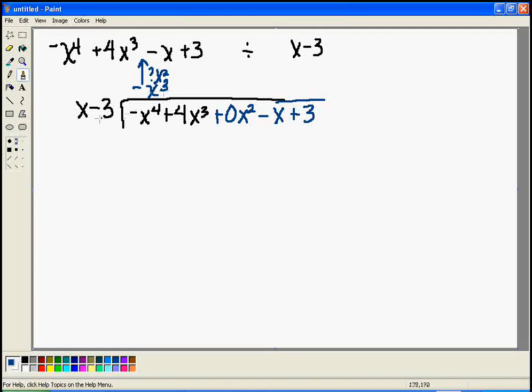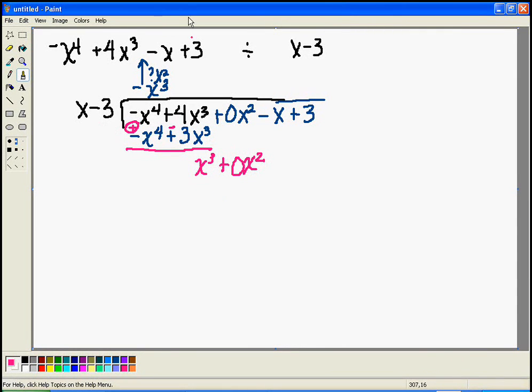Alright, so minus x cubed times x gives me minus x to the fourth, because that's the way I set it up. And minus x cubed times a negative 3 gives me a positive 3x cubed, okay? But again, remember, just like in the long division days, we are subtracting, so I need to change my signs, okay? So minus x to the fourth plus x to the fourth gives me 0. 4x cubed minus 3x cubed is just going to give me an x cubed. And now I'm going to bring down my 0x squared as my placeholder.